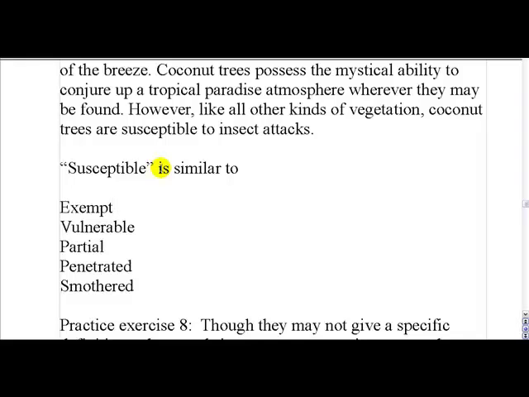Exempt, vulnerable, partial, penetrated, or smothered. I think susceptible and vulnerable are actually similar. So susceptible or vulnerable means that these types of trees are likely to be attacked, or very likely to be attacked, just like other types of vegetation.